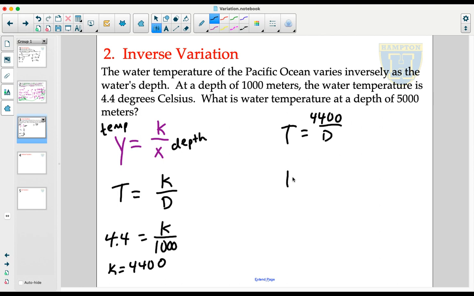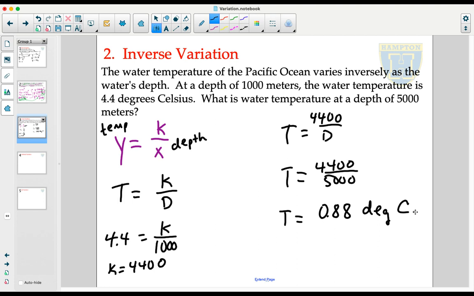We are asked about a depth of 5,000 meters. So we'll put that 5,000 underneath the 4,400. We divide the two of them, and we get a temperature in Celsius that is less than 1 degree.